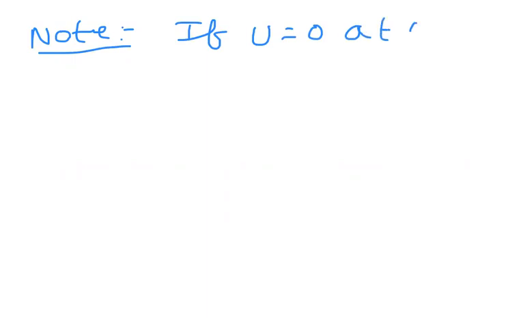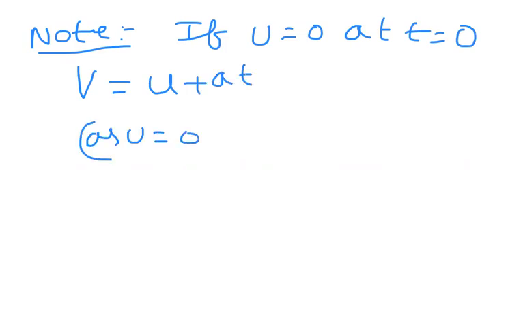Next, let us observe one special point. Note here. Suppose u is equal to 0, u is equal to 0 at t equal to 0. The actual formula is v is equal to u plus at. As u is equal to 0, I can write v equal to at.